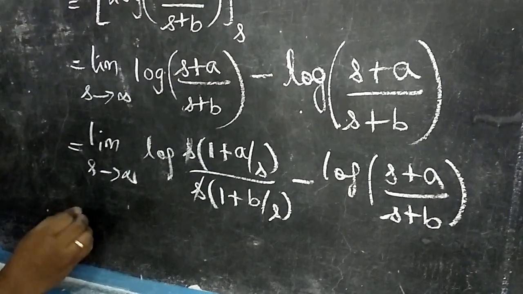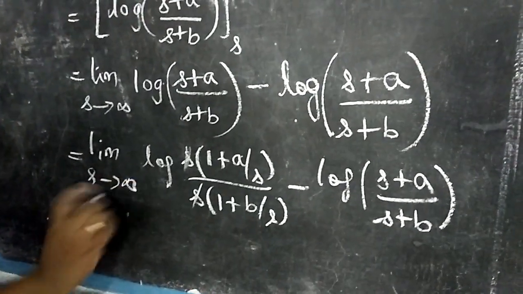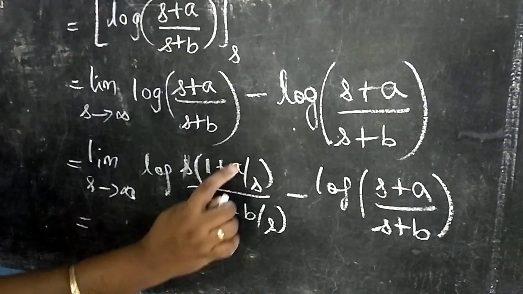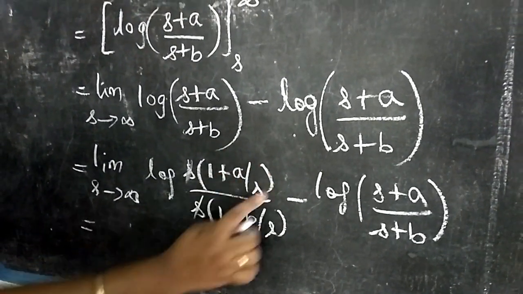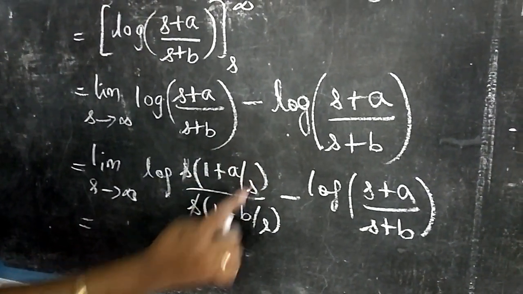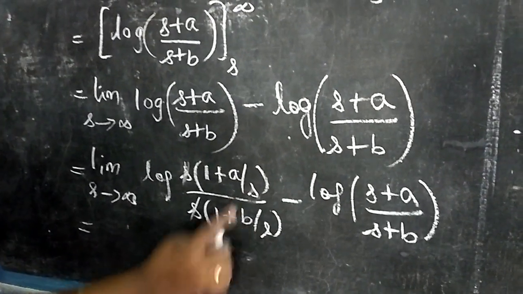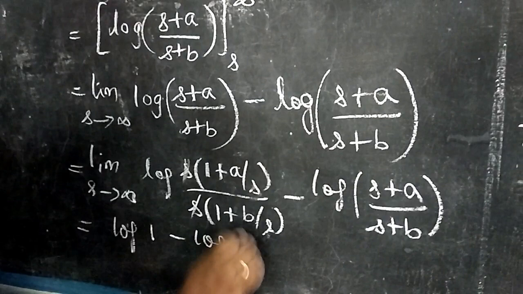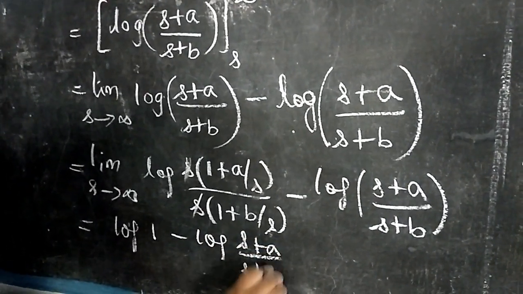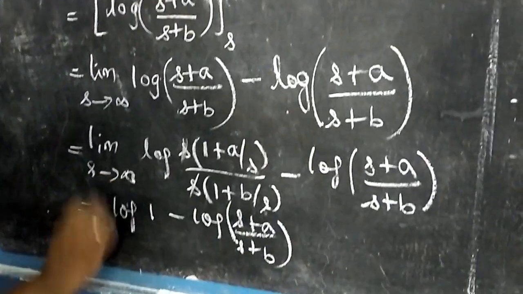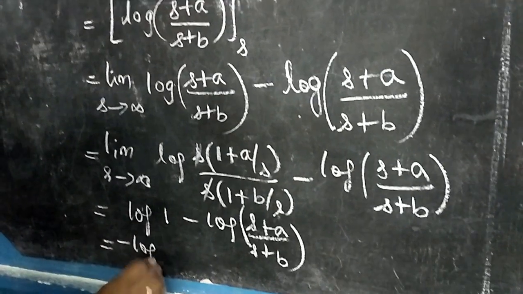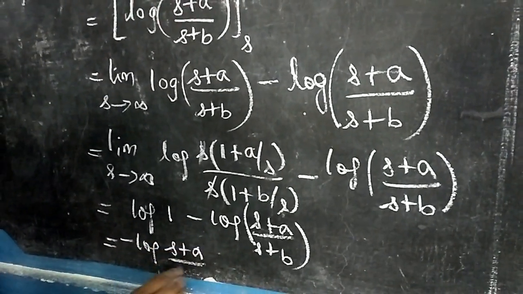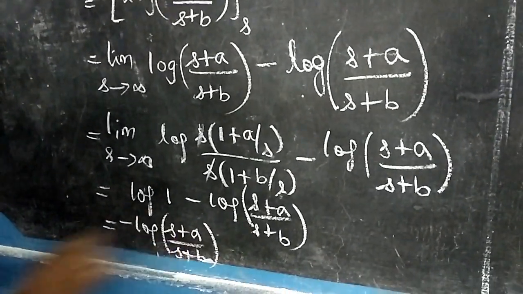S and s cancel. Now when s approaches infinity, it becomes a by infinity, and a by infinity is 0. Similarly here b by infinity becomes 0. It is log 1 minus log of s plus a by s plus b. Log 1 value is 0. It is minus log of s plus a by s plus b.